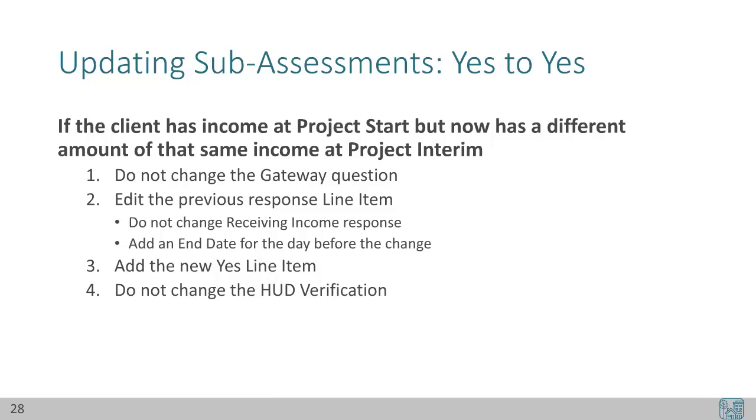The next example is for when a line item changes from one yes response to another yes response. If the client has income at project start but now has a different amount of that same income at project interim. Here are the steps. 1. Do not change the gateway question. 2. Edit the previous response line item. Do not change receiving income source response. Add an end date for the day before the change. 3. Add the new yes line item. 4. Do not change the HUD verification.